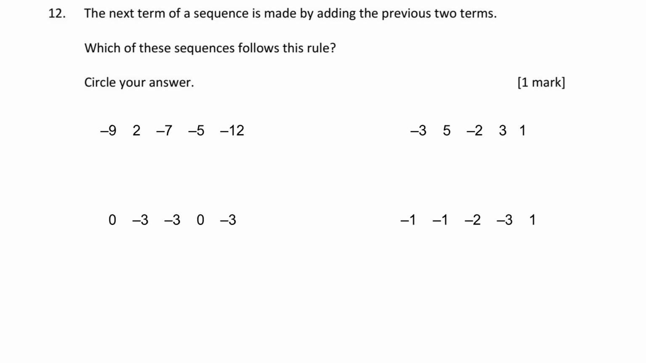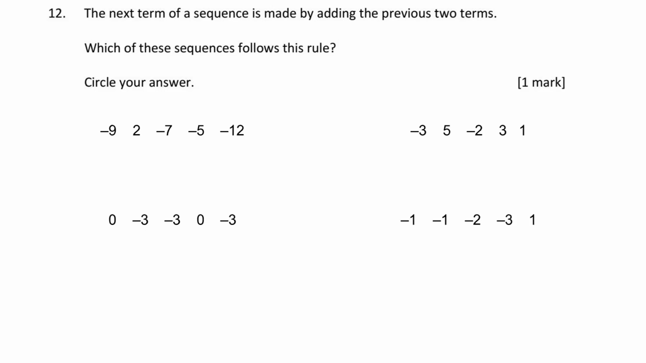Question 12. The next term of a sequence is made by adding the previous two terms. Which of these sequences follows this rule? So the next term of a sequence is made by adding the previous two terms. That's a Fibonacci type sequence, isn't it? So which one of these is a Fibonacci type sequence?